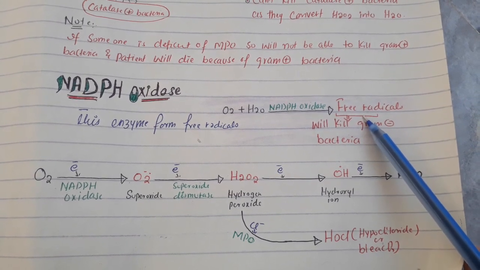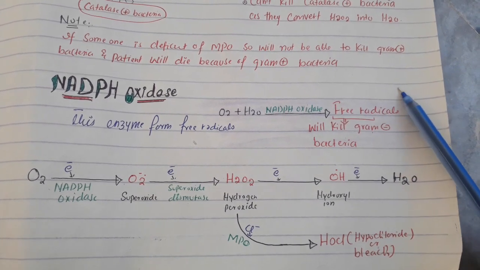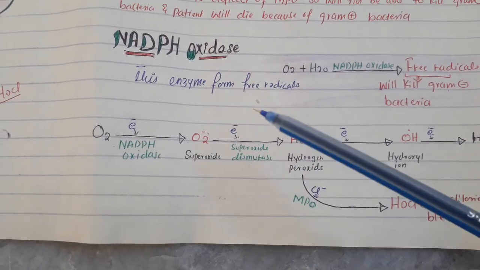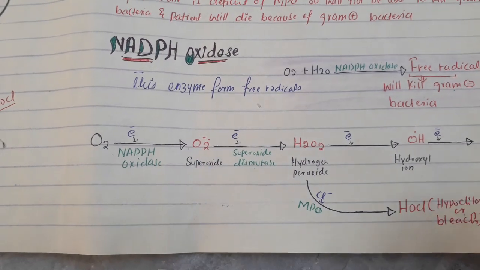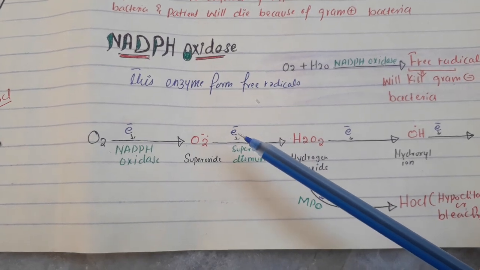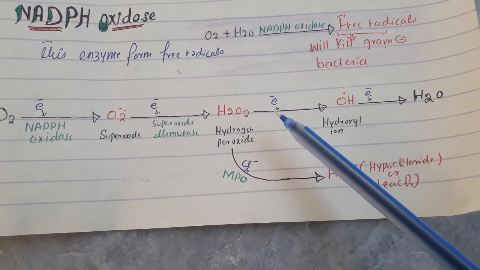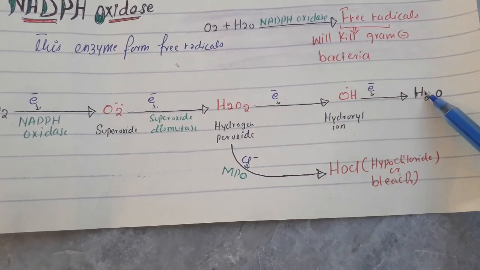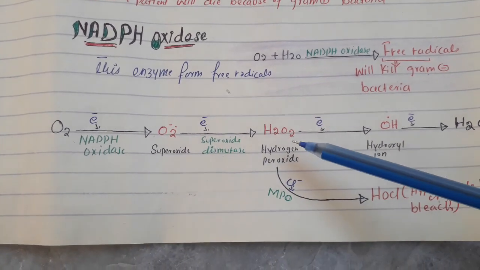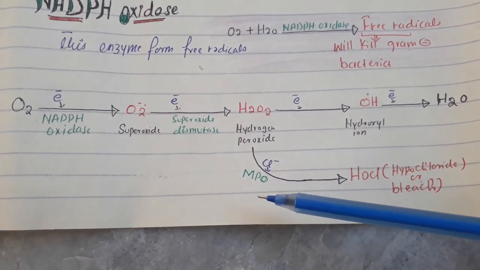It's high in energy, and anything which comes in the way of the free radical, it will transfer its energy into them and kill them. Okay, now this is oxygen. When one electron binds with oxygen, with the help of NADPH oxidase, it will form superoxide. When another electron is attached to the superoxide, it will form hydrogen peroxide. When another electron is attached to the hydrogen peroxide, it will form hydroxyl ion. And when another electron, it will form water. Now, this H2O2 can also form HOCl, hypochlorite or bleach, with the help of the myeloperoxidase enzyme.